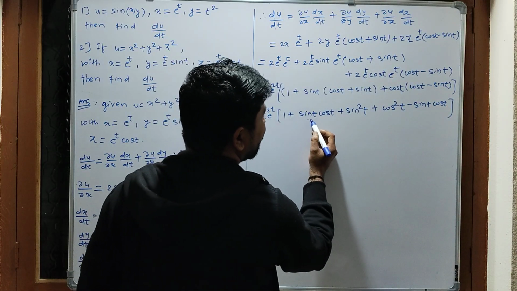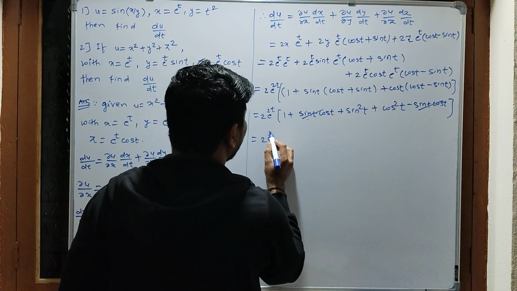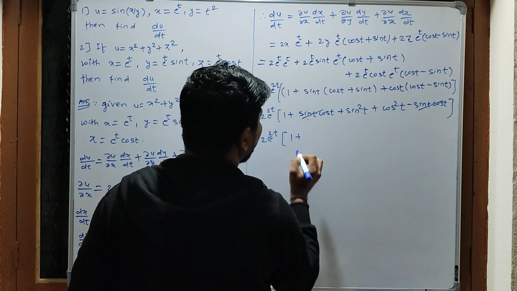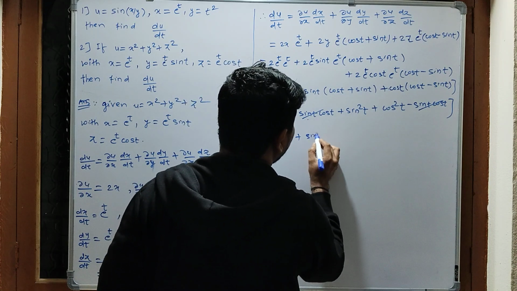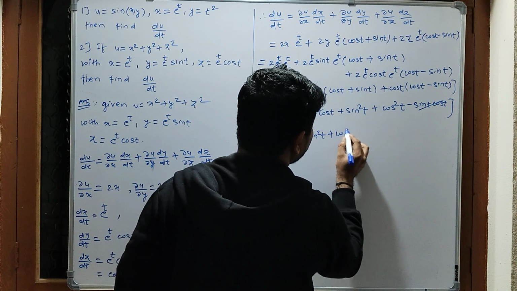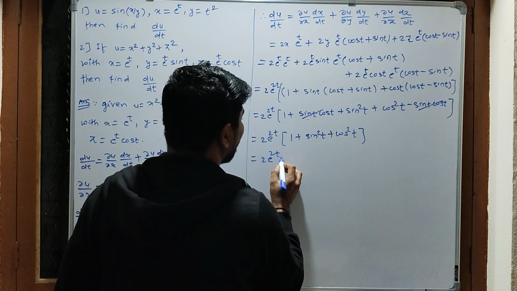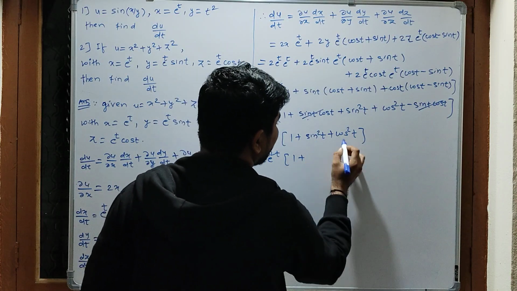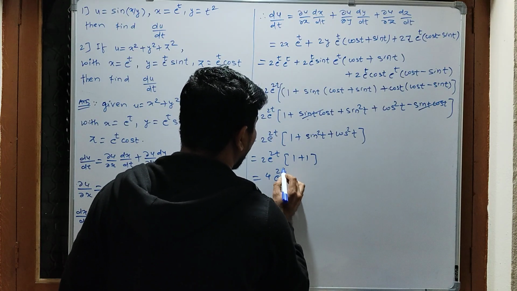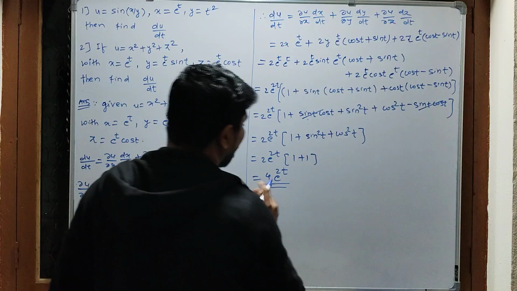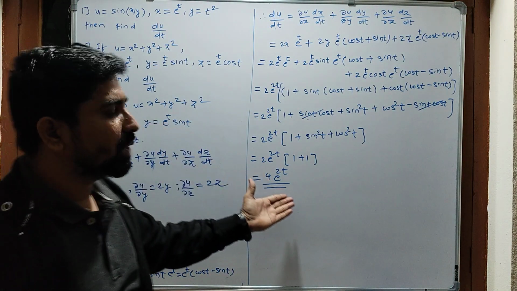Now here plus sin t cos t gets cancelled with minus sin t cos t, which is equal to 2 times e to the power 2t, 1 plus sin square t plus cos square t. So sin square t plus cos square t is equal to 1, so 2 times e to the power 2t, 1 plus 1, which is equal to 4 times e to the power 2t. That is your total derivative of u with respect to t.